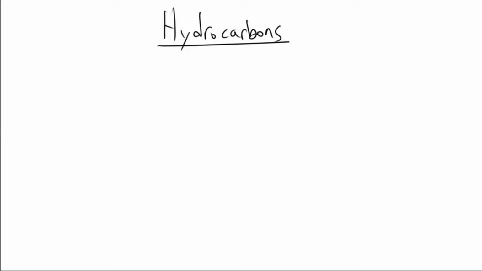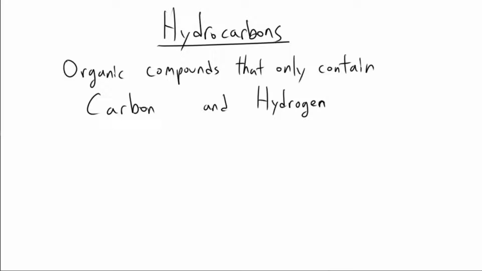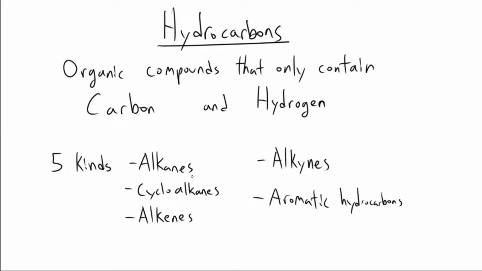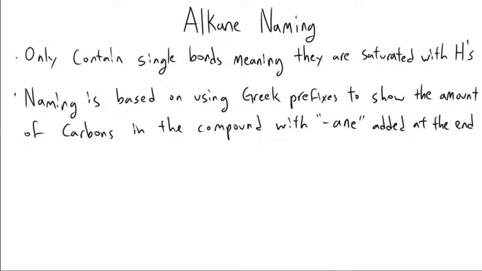Today I'm mainly going to be talking about hydrocarbons. These are compounds that only have carbon and hydrogen. There are 5 kinds of hydrocarbons: alkanes, alkenes, alkynes, cycloalkanes, and aromatic hydrocarbons. And now we can go into the naming.